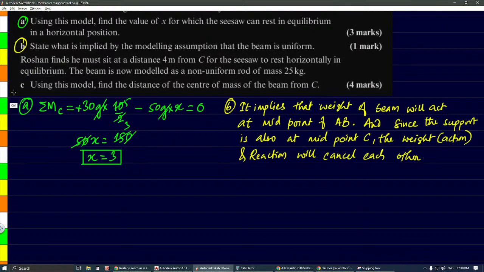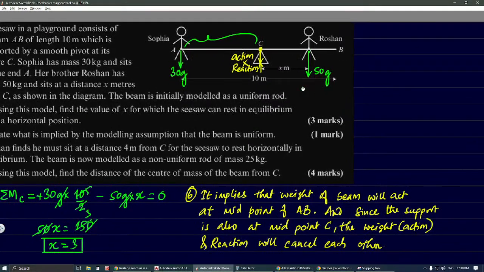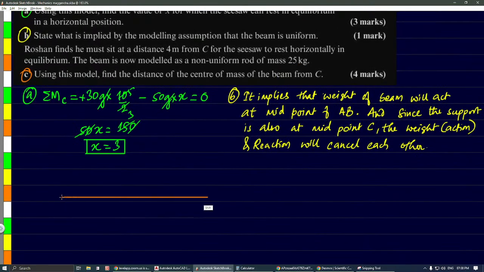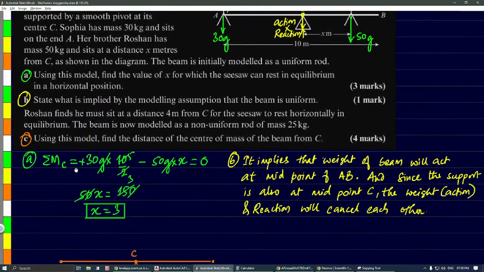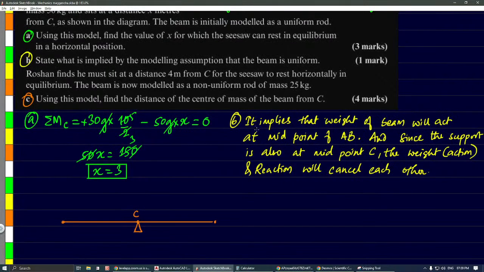Now for the C bit. Roshan finds he must sit at a distance 4 meters from C for the seesaw to rest horizontally in equilibrium. The beam is now modeled as a non-uniform rod of mass 25 kg. Okay. So again we have to take the same rod. This point C will be the same midpoint, but the rod will no longer be uniform.